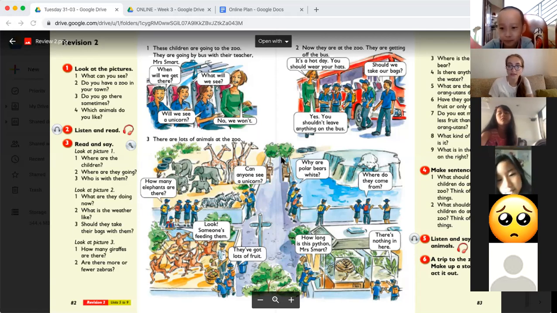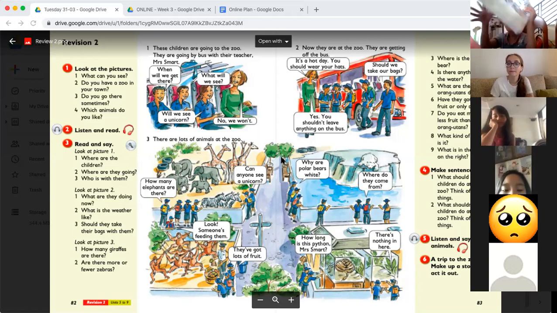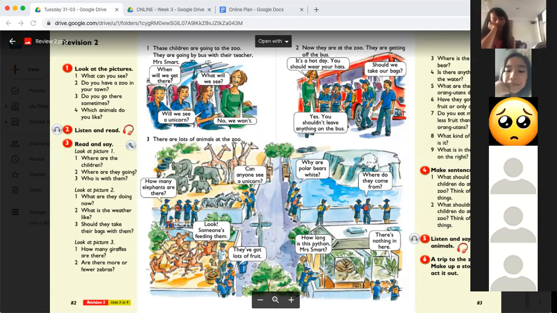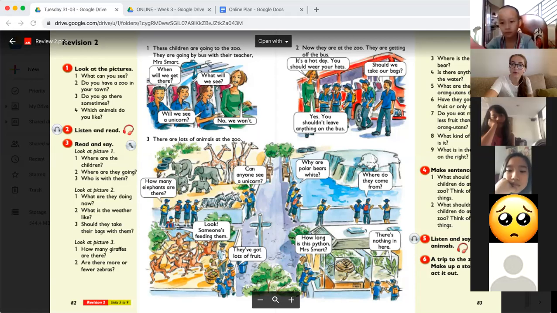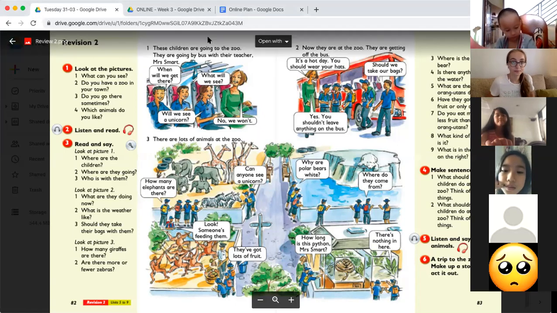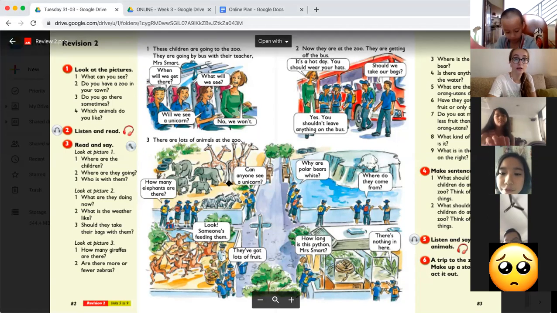Page 82, 83, please. Yes, that one. Okay, everyone has the right page. I will close down the sound so you don't hear a million sounds. So, this one, continue. Okay, so the revision 2.